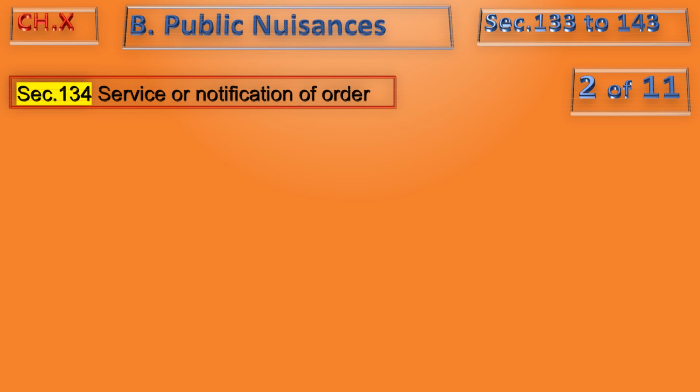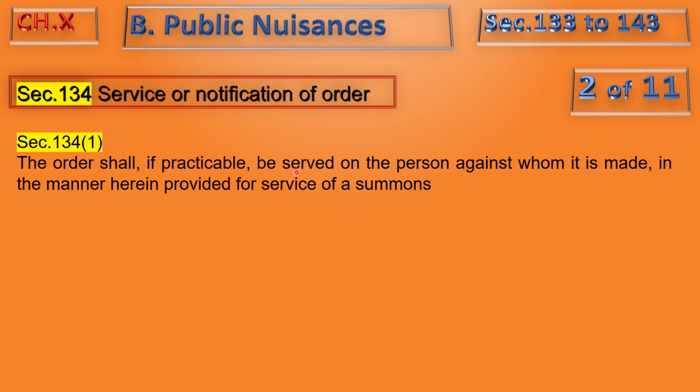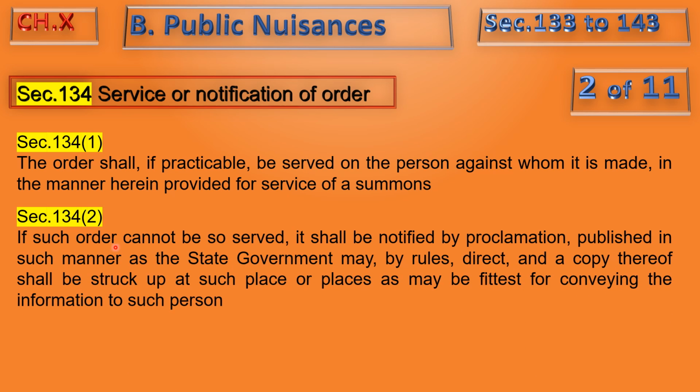Second point of nuisances is section 134, service or notification of order. Subsection 1 of Section 134 says, the order shall, if practicable, be served on the person against whom it is made, in the manner herein provided for service of a summons. Subsection 2 of Section 134 says, if such order cannot be served, it shall be notified by proclamation published in such manner as the state government may by rules direct, and a copy thereof shall be stuck up at such place or places as may be fittest for conveying the information to such person.